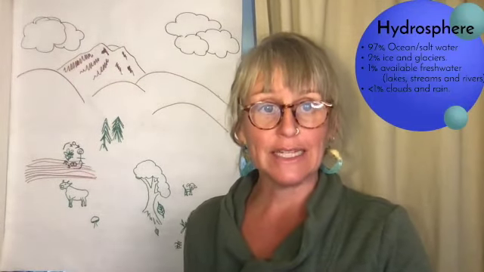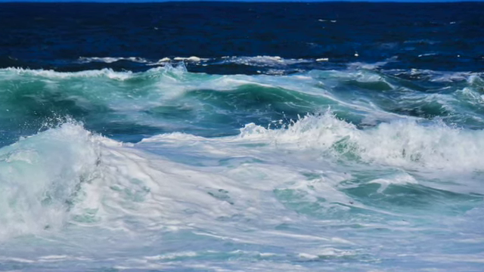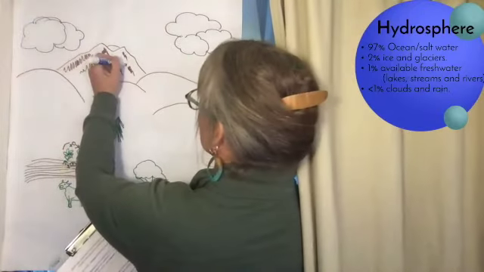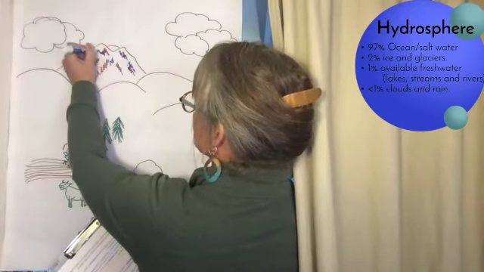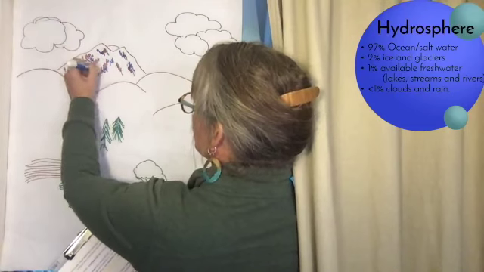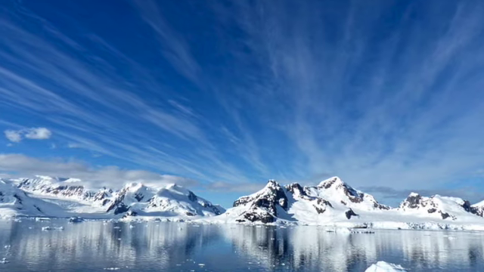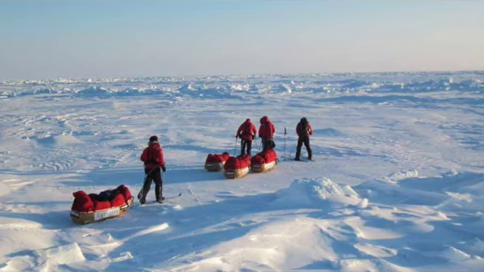97% of the water on the planet is salty, like in the ocean and the sea. The next largest component of the hydrosphere is ice and glaciers. On our local mountains, you can often see how white they are. That's the ice and glaciers that is forming on them. We're going to draw that in blue right here. Ice and glaciers are also on the polar caps at the North Pole and the South Pole of our planet.